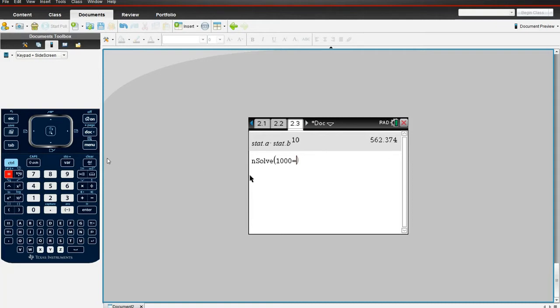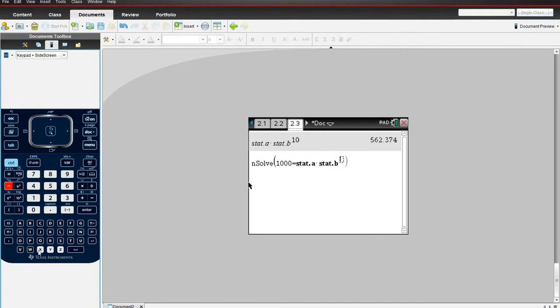So you'll push var stat A times var stat B caret, and this time we're going to use the variable X instead of the number, comma, and then we're going to put X. This tells the calculator, I want you to find out what X is if Y is 1,000, and then hit enter. So basically in 24.67 years, that stock should be worth $1,000.